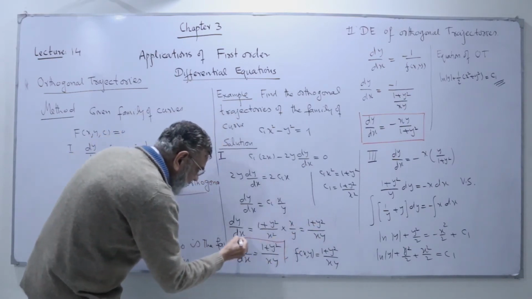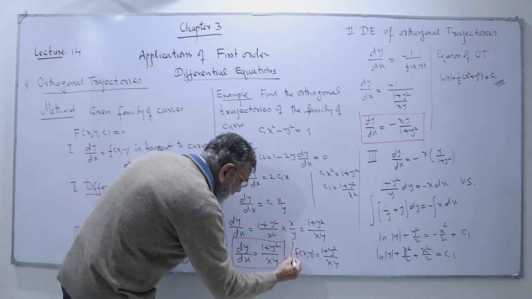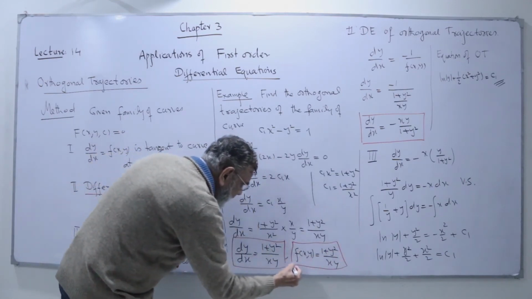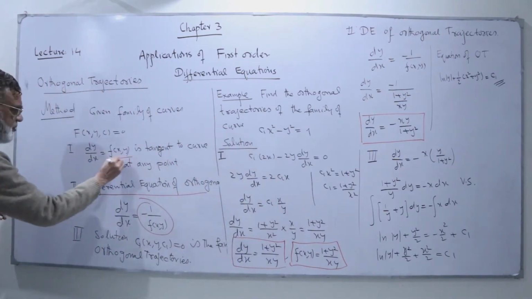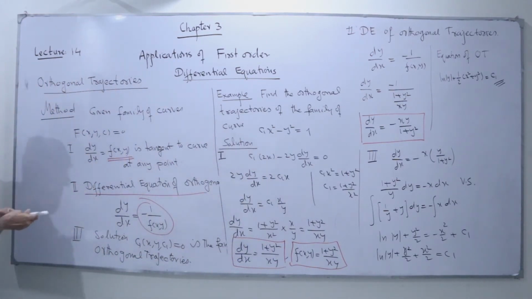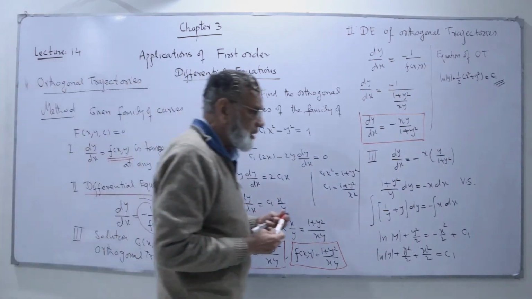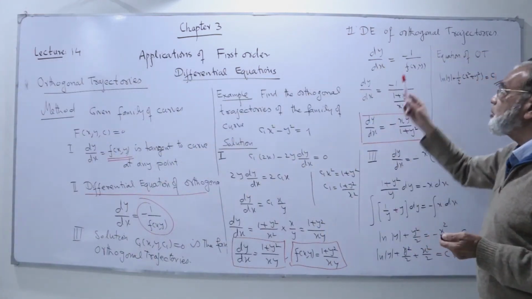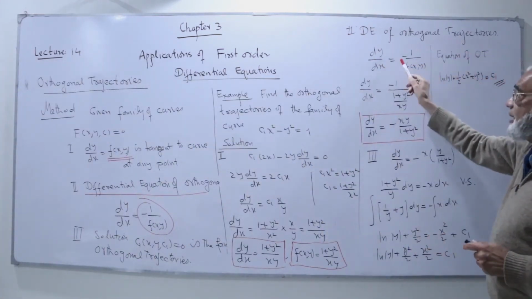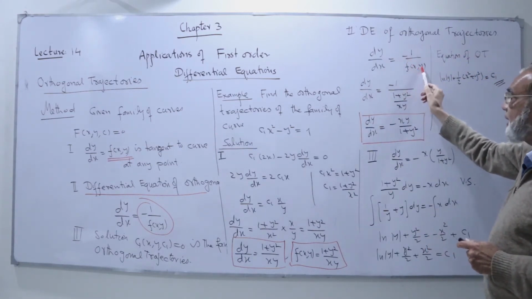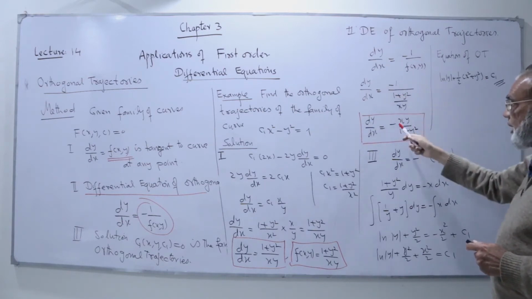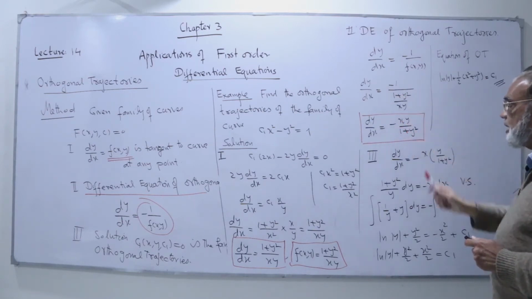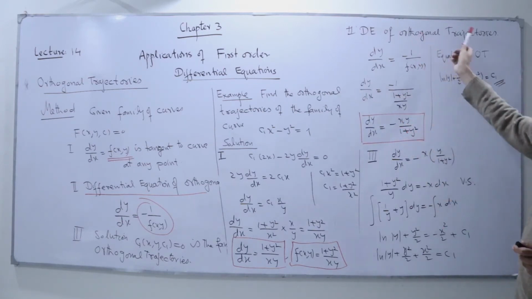And from this differential equation, I can say this is my f(x,y) that I want to identify. This is my step 1, to identify my f(x,y). Once I identify f(x,y), I can write the differential equation. So I say my differential equation for the orthogonal trajectory is dy/dx equal to minus 1 over f(x,y). f(x,y) is (1 plus y square) over xy. If we take the reciprocal, we get minus xy over (1 plus y square). This is my differential equation of the orthogonal trajectory.